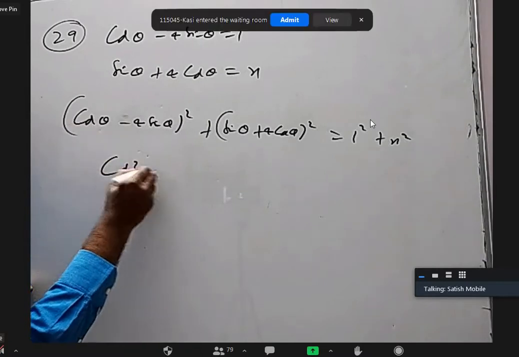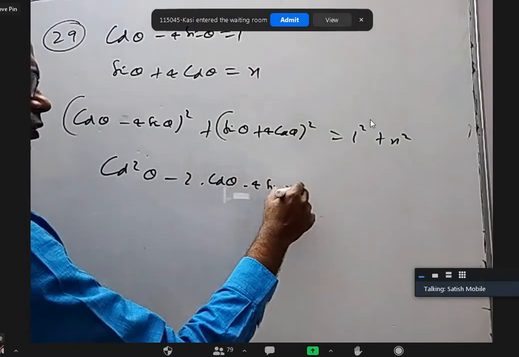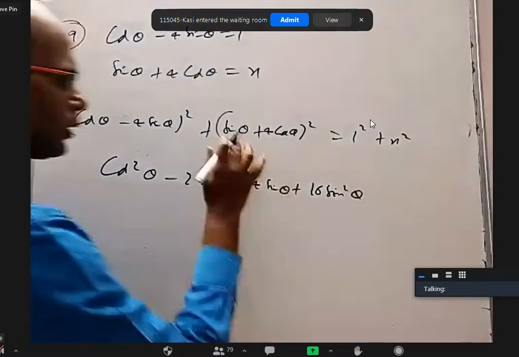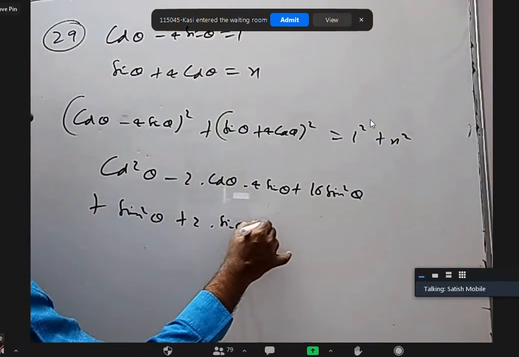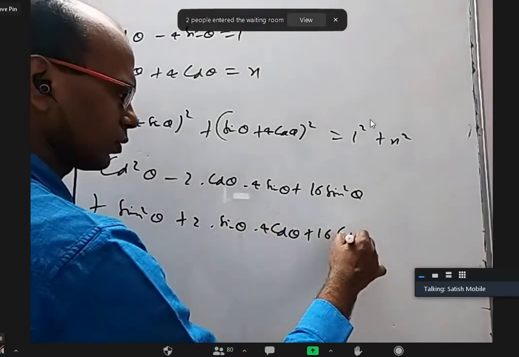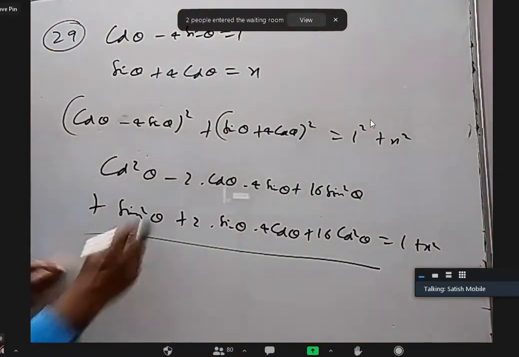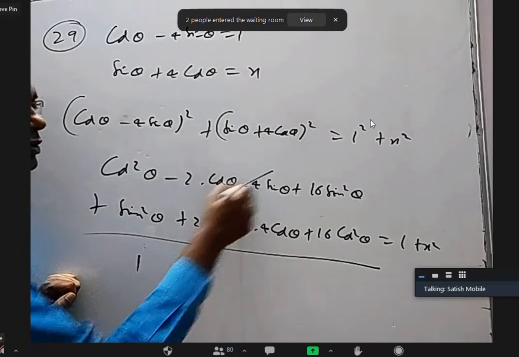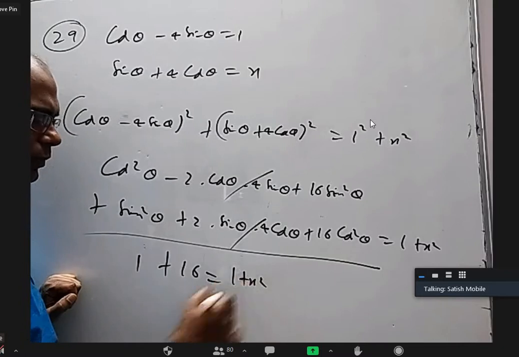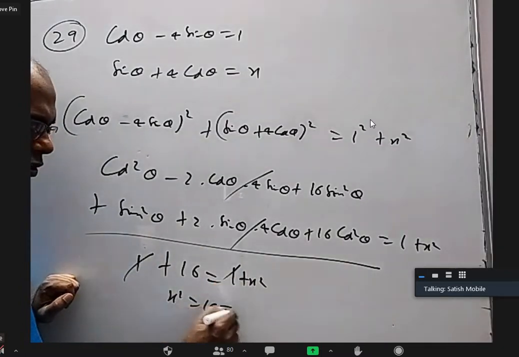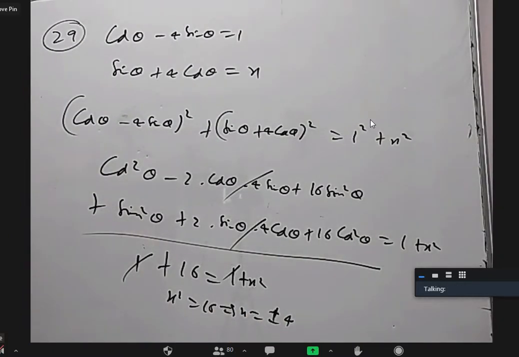This expansion is cos square theta minus 2 into cos theta into 4 sin theta plus 16 sin square theta. This expansion is sin square theta plus 2 into sin theta into 4 cos theta plus 16 cos square theta, is 1 plus x square. When I add, cos square plus sin square is 1. Minus 8 sin theta cos theta plus 8 sin theta cos theta will cancel. 16 sin square plus 16 cos square is 16, equal to 1 plus x square. Cancel 1, you got x square is 16, so x is equal to plus or minus 4. Is it okay, 29?